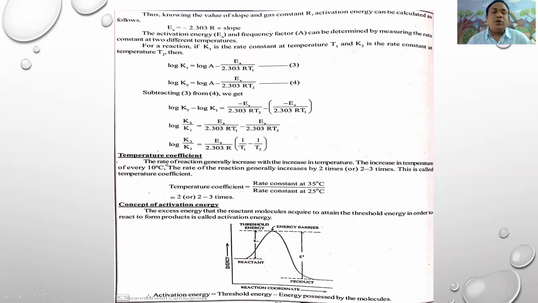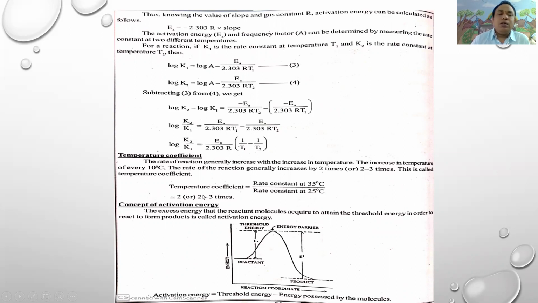Now the temperature coefficient. The rate of reaction generally increases with the increase in temperature. For every 10 degrees centigrade increase in temperature, the rate of the reaction generally increases by 2 times, or doubles, or it increases 2 to 3 times. This is called the temperature coefficient. The temperature coefficient equals rate constant at 35 degrees centigrade by rate constant at 25 degrees centigrade.